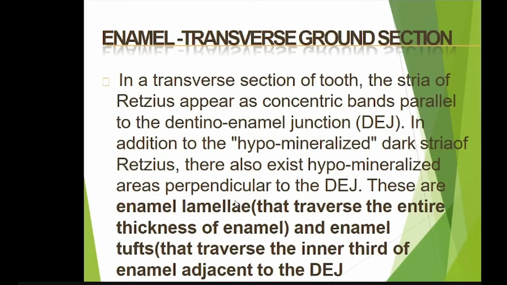Also, in a transverse section of a tooth, the striae of Retzius appear as concentric bands, parallel. The lines that appear in the enamel we call striae of Retzius. In addition to what we see of the hypomineralized dark striae of Retzius, there also exists a hypomineralized area perpendicular to the dentino-enamel junction. These are enamel lamellae.